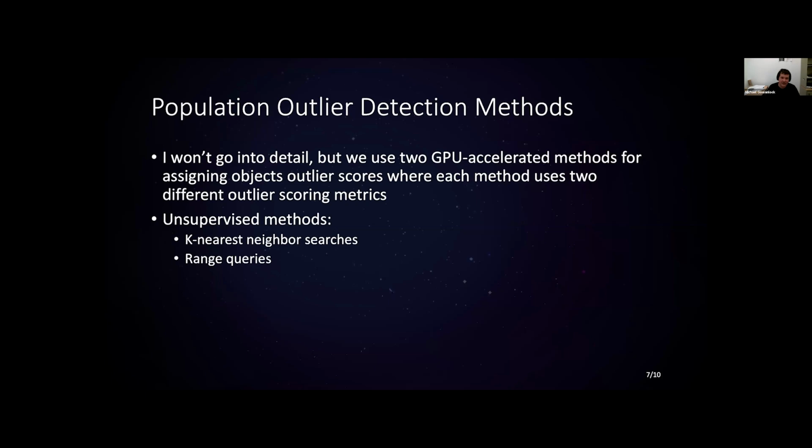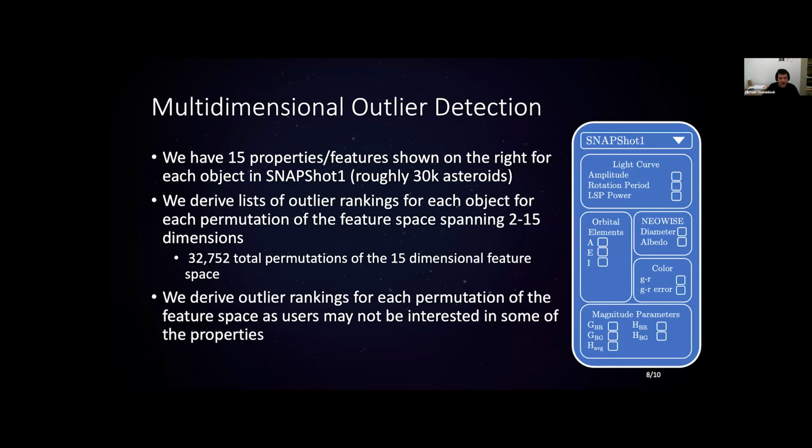What that allows you to do, as a user, is to say, well, maybe this set of outlier scores is not exactly what I was looking for. Let's try this other one instead. Here's a mock interface for this. We have 15 properties, or features, shown on the right for each object in our data set for the snapshot 1 data release of roughly 30,000 asteroids. These are 15 different properties that are probably familiar to most of you.